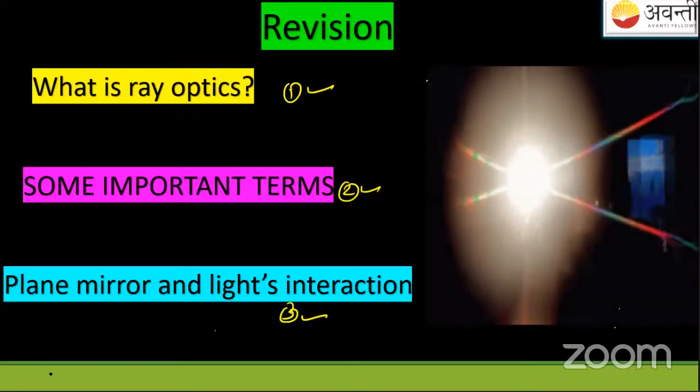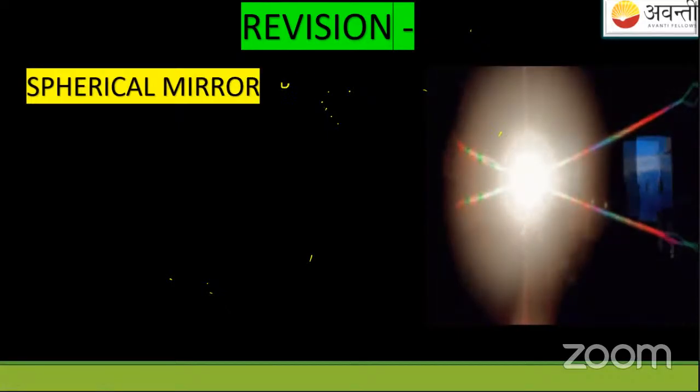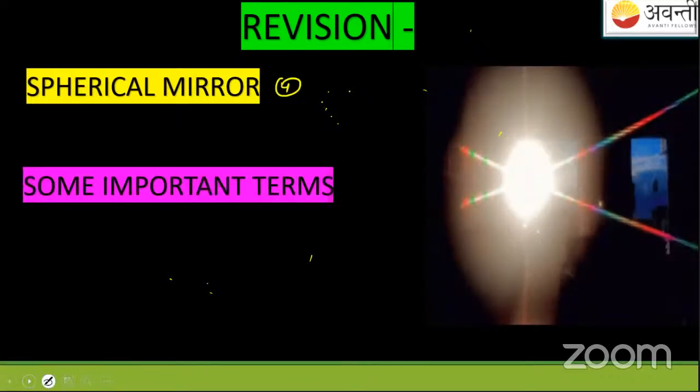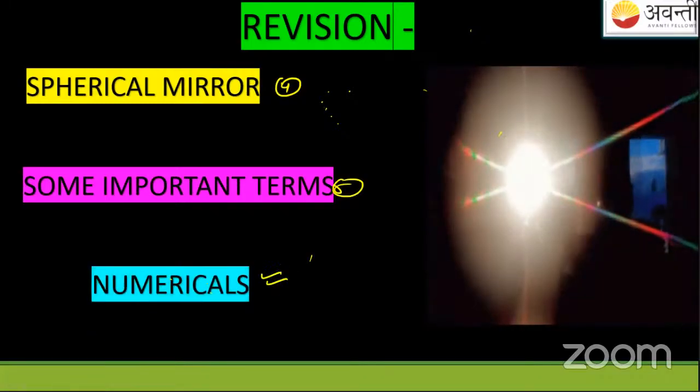Then we have seen the new point revision. Then we have seen spherical mirrors, so this is also completed. Fourth topic, then we have seen some important terms related to spherical mirrors. Then the numericals you'll see. We'll solve the numericals also.